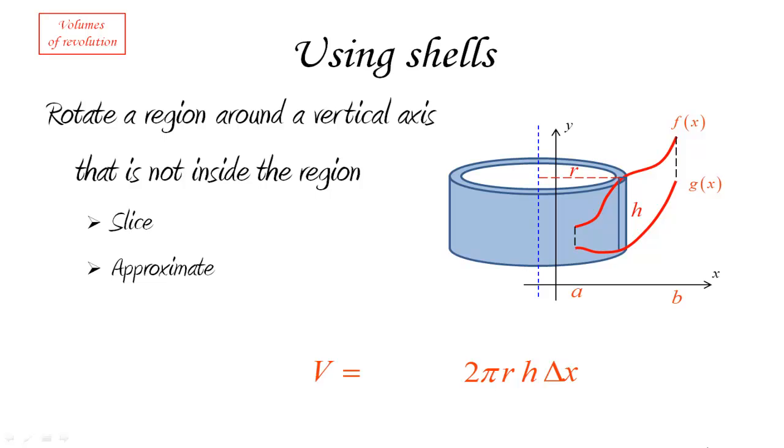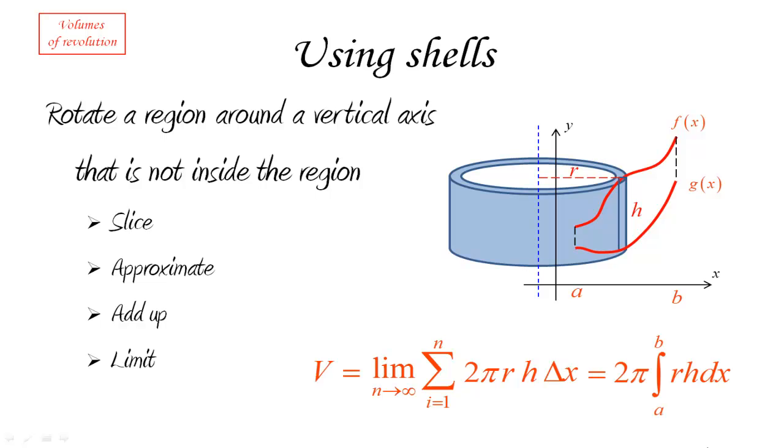Alright, so after we've done that, the next two steps are actually the usual ones. So we're going to add up and take the limit, and what do we come up with? Once again, a Riemann integral. And what does it look like in this case? Well, it's going to be the integral from a to b. Now we have 2 pi being the constant that can come out of the integral, and on the inside we're left with r h dx.